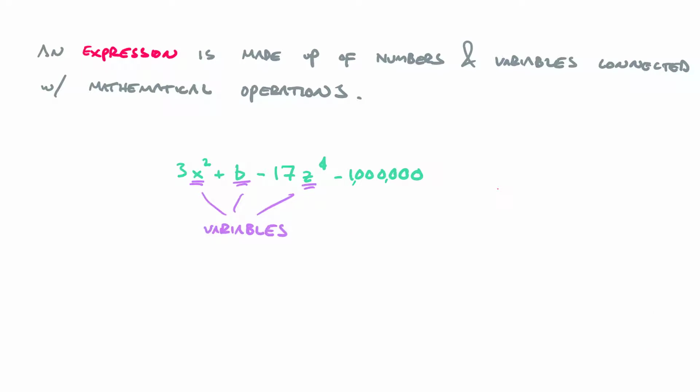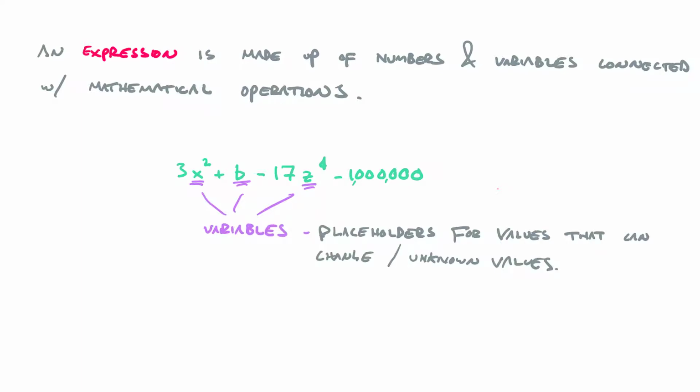X, B, and Z, as I mentioned, are called variables. In this example, they're unknown. We don't know what they are, but sometimes you do know. Sometimes it'll say, here's an expression, let's evaluate this for when X is equal to this thing. And then we could figure out what either other variables are or what the value of the expression as a whole is. But variables are basically just placeholders for values that can change or vary, or there are specific unknown values that you're trying to solve for in certain equations.